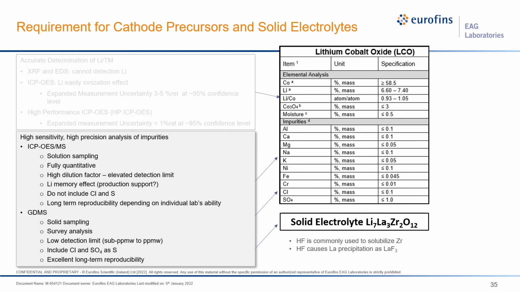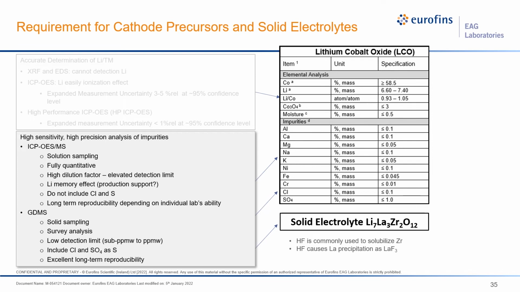For example, you need to do high dilution. And lithium is notorious for its memory effect in the ICP technique. Because it is a solution technique, generally you don't include chlorine or sulfur at very high detection limits. And the long-term reproducibility really depends on the individual lab's ability.